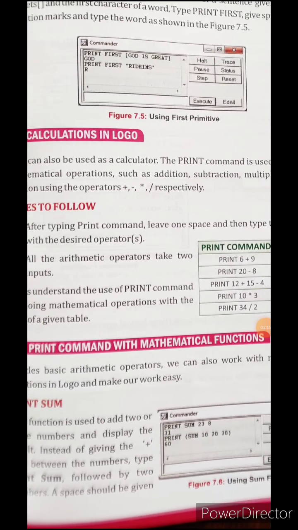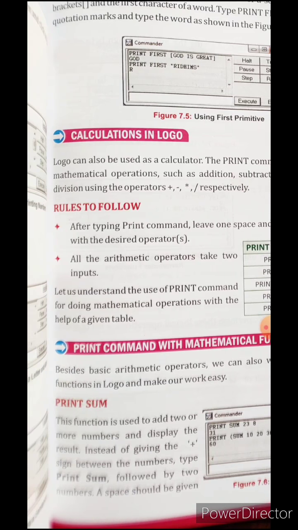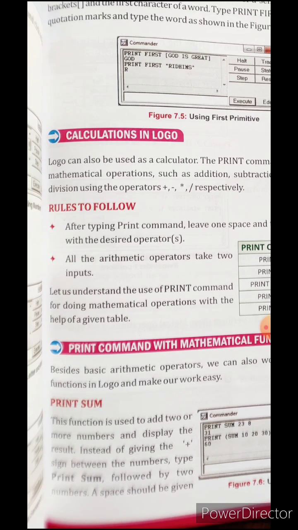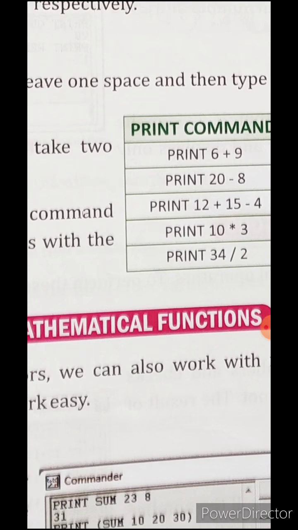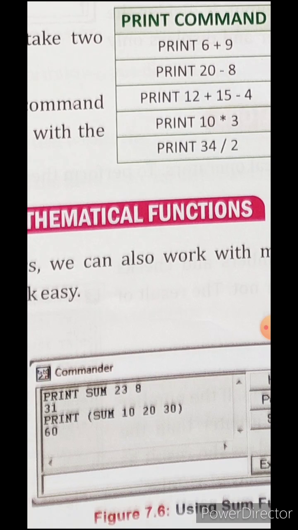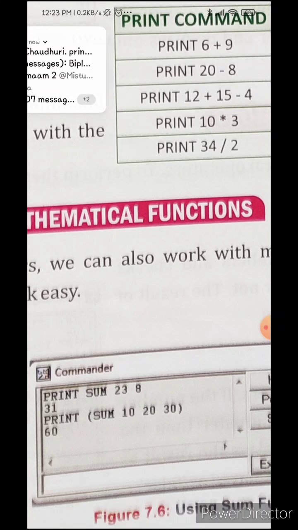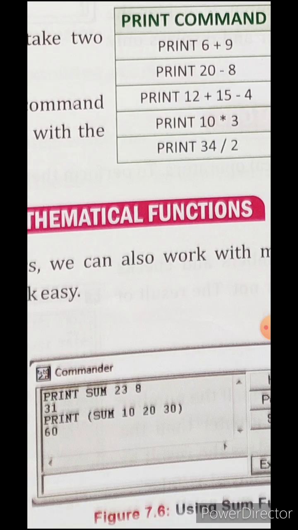Now print command with mathematical function: print sum, if we want to add. So this function is used to add two or more numbers and display the result, instead of giving the plus symbol. If instead of the plus symbol we write print and after that sum, because we all know that the result that comes from addition is considered as sum, and the result which comes from subtraction is considered as difference. The result that comes from multiplication will be considered as product, and the result that comes from division will be considered as quotient.